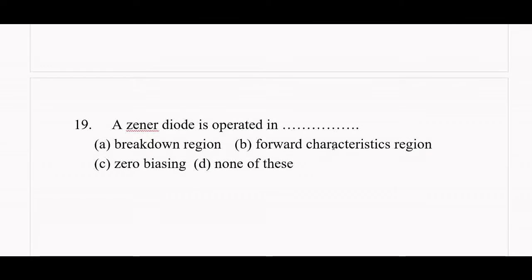Now moving on to question number 19. A zener diode is operated in dash. A. Breakdown region, B. Forward characteristic region, C. Zero biasing, or D. None of the above. So the answer is A. Breakdown region. We have studied in the earlier lectures, zener diode operates in breakdown region.